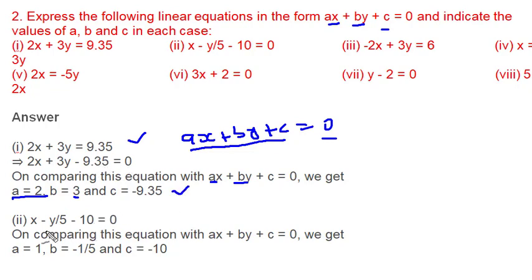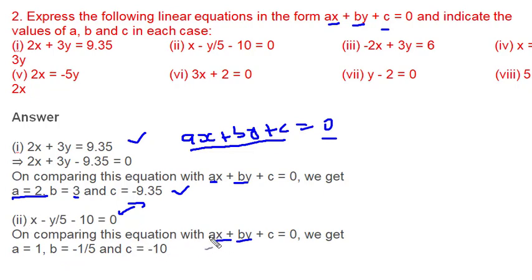Similarly, question number 2 is x minus 1 by 5 y minus 10 equal to 0. This is already in the form of ax plus by plus c equal to 0. See, the right hand side is always 0 in this equation. On the left hand side, you have to bring everything and then compare.